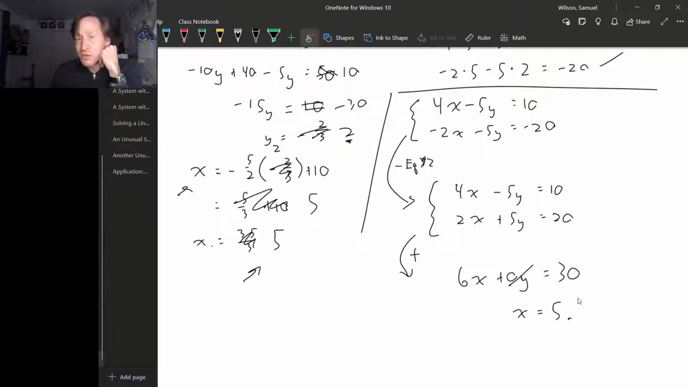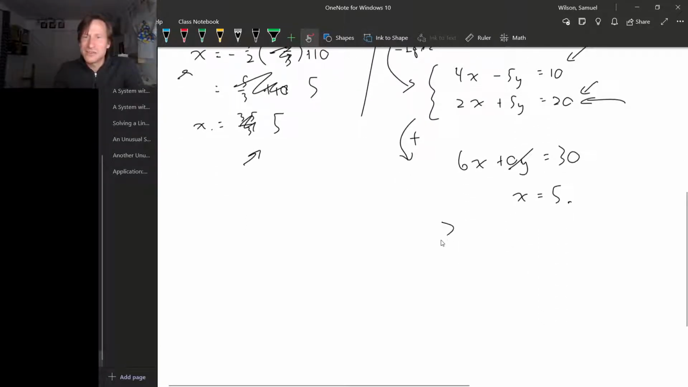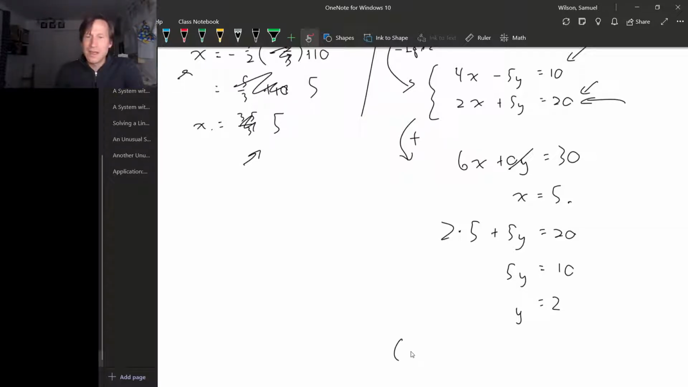Now that we know one of the variables, we need to go back and find the other one. And we can choose either equation here, right? Actually, any equation that has an x in it and also a y, we can use to turn this x value into a y value. So let's use, I don't know, how about this one right here? So 2 times 5, which is x, plus 5 times y equals 20. So this is 10, so subtract 10 from both sides, we get 5y equals 10. And that means y is 2, and we get that x comma y is 5 comma 2.